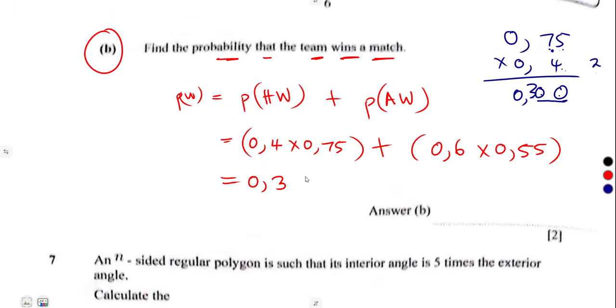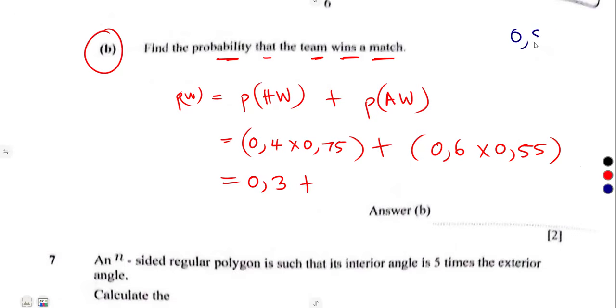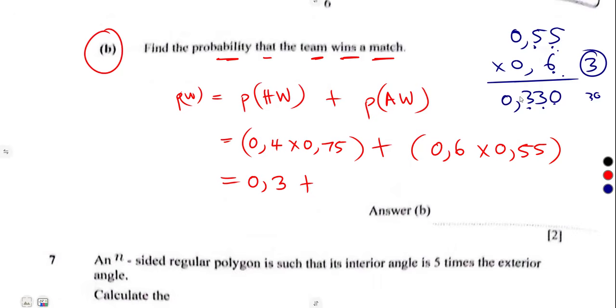0.3 plus, all right, this one 0.6 and 0.55. Simply multiply 0.55 by what? 0.6. 6 by 5, that's 30. We're going to have a 3 here. 6 by 5, that's 30 again. Plus 3, that's what? 33. Our main decimal places are 1, 2, 3. So it's going to be 0.330. So that's 0.33.